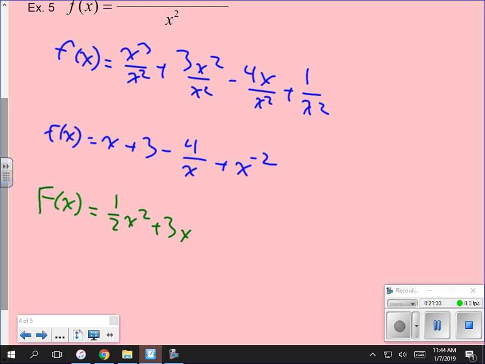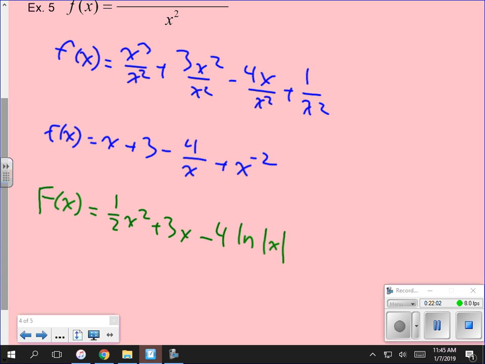The next one would be minus 4 over x. When I have 1 over x, the antiderivative of 1 over x is the natural log of x. I have 4 over that, which means I have 4 natural log of x. Now, technically, your antiderivative has to be absolute value.